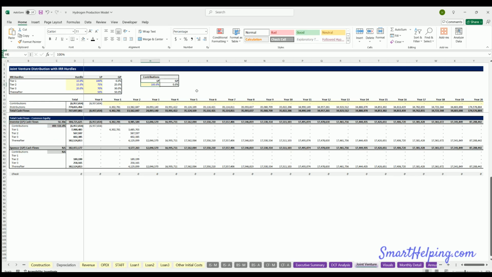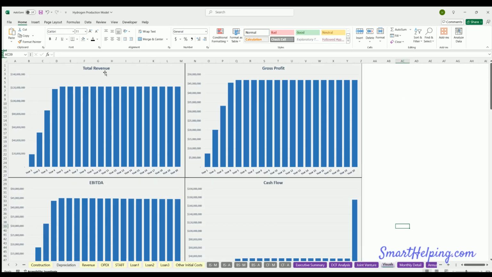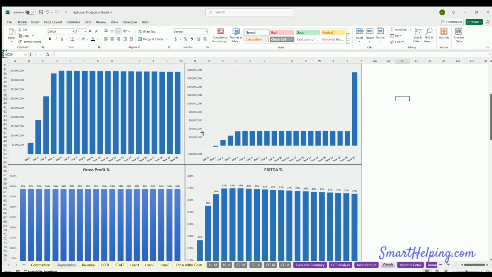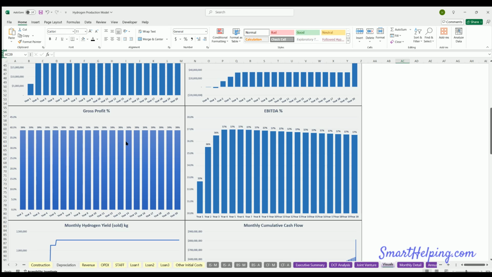Now, if the GP did contribute, you would have some numbers here for the GP as well for investment amount and IRR. We're just going to assume 100% for the LP for now. Visuals, we have total revenue, gross profit. These are all annual. EBITDA, cash flow, gross profit percentage. And again, these are all the same because I just chose to make everything 0% adjusted over time. So that's why these are all the same for every year. EBITDA changes a little bit because I've got fixed costs changing slightly over time, getting a little bit higher.